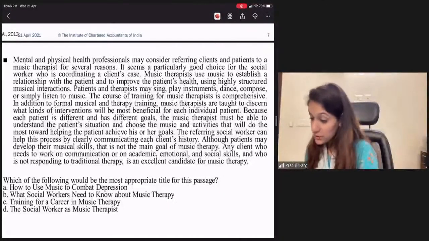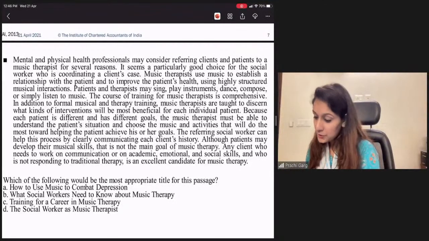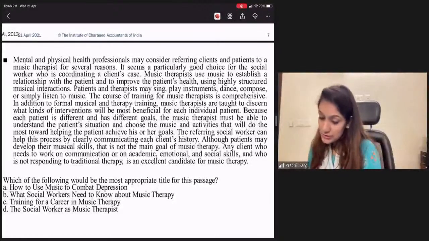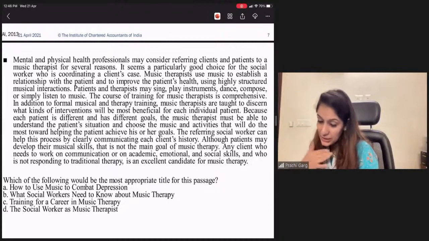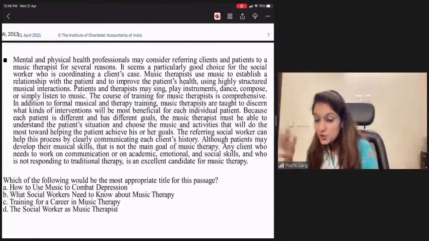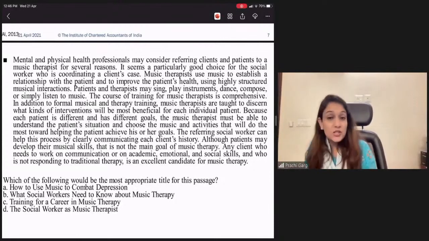The course of training for music therapists is comprehensive. In addition to formal music and therapy training, music therapists are taught to discern what kinds of interventions will be most beneficial for each individual patient. Because each patient is different and has different goals, the music therapist must be able to understand the patient's situation and choose the music and activities that will do the most toward helping the patient achieve his or her goals. The referring social worker can help this process by clearly communicating the client's history.